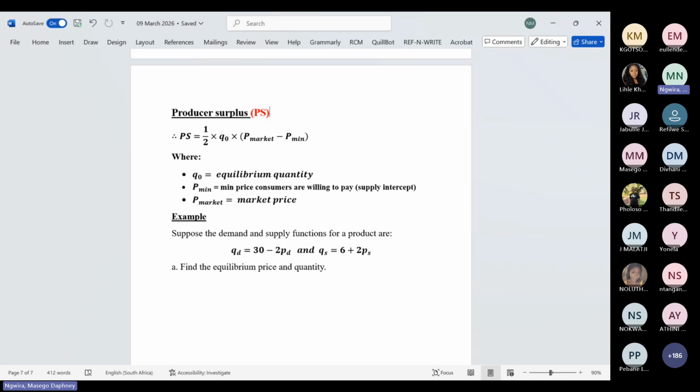So for this one, your 6 is your supply intercept. This is the demand intercept. This is the supply intercept. So this one we call the supply intercept, which is P minimum. Let me just write P minimum. So this is P minimum, and then this one we say is P max.